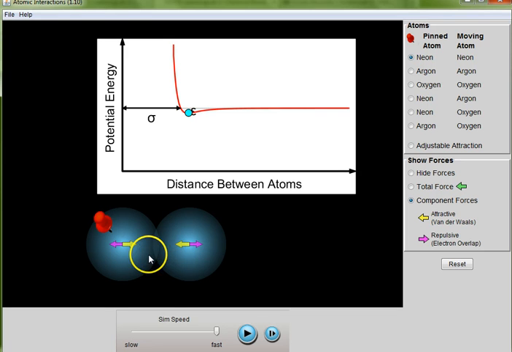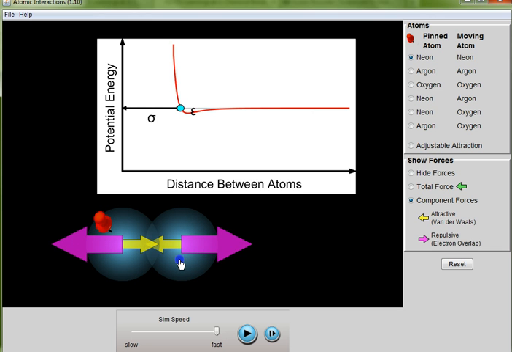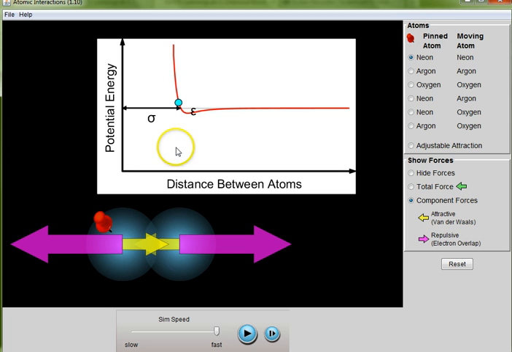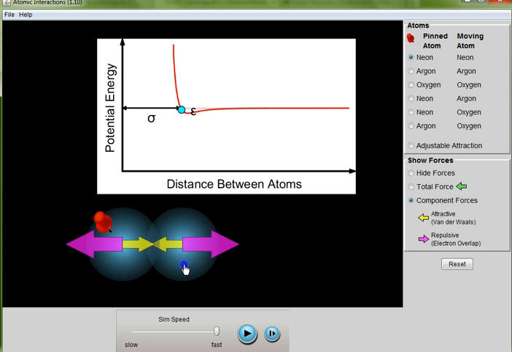If you bring the atoms any closer to each other, you can see that the repulsive forces start to increase much faster than the attractive force, and as a result the potential energy increases. Now when that starts to happen, obviously the atoms will start to move away from each other, and at this particular point again they will have an equal amount of attractive and repulsive force.